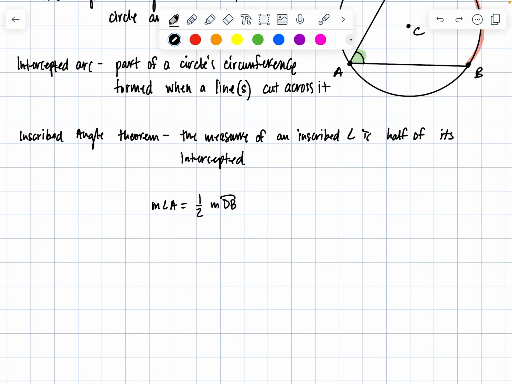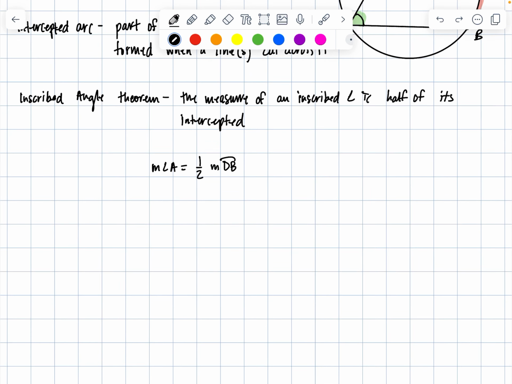Now, we also have some corollaries that go along with this, and this is where it does get more interesting. So here is kind of a break. We have different things that happen when we have inscribed angles. So we call these the corollaries to inscribed angles. Okay. So this first one, there's kind of like three different cases.